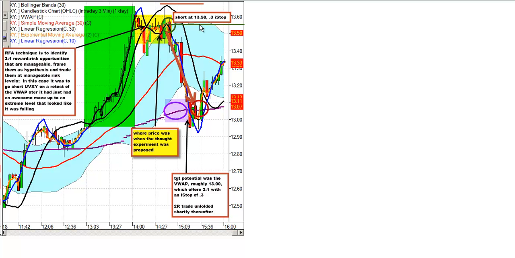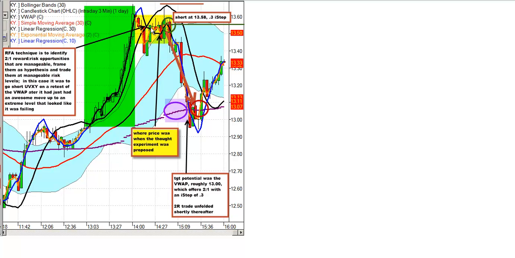It tested this top and then couldn't break through, and then starts selling off. In this candle, then, I'm going to go short. I got a good fill at 1358. I'm going to use a 30-cent initial stop. I'm going to target the VWAP down here as a potential target area. Rough calculation, that's about 50 or 60 cents. That gives me approximately 2-to-1.